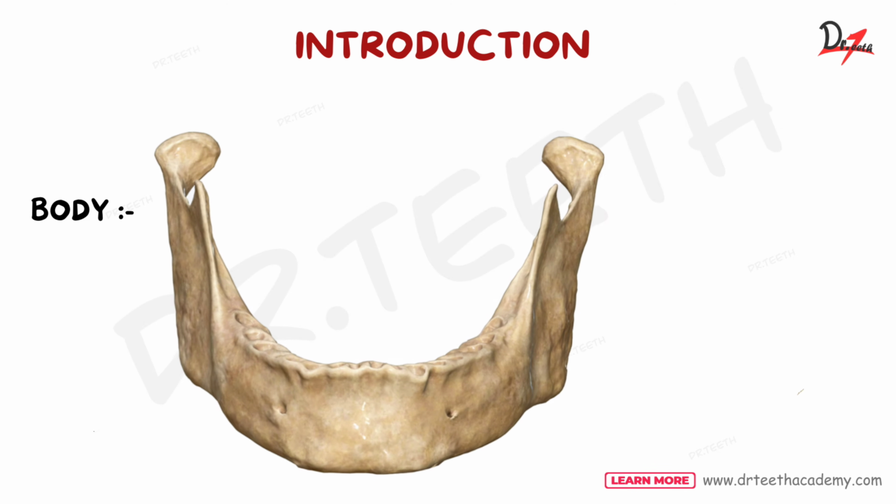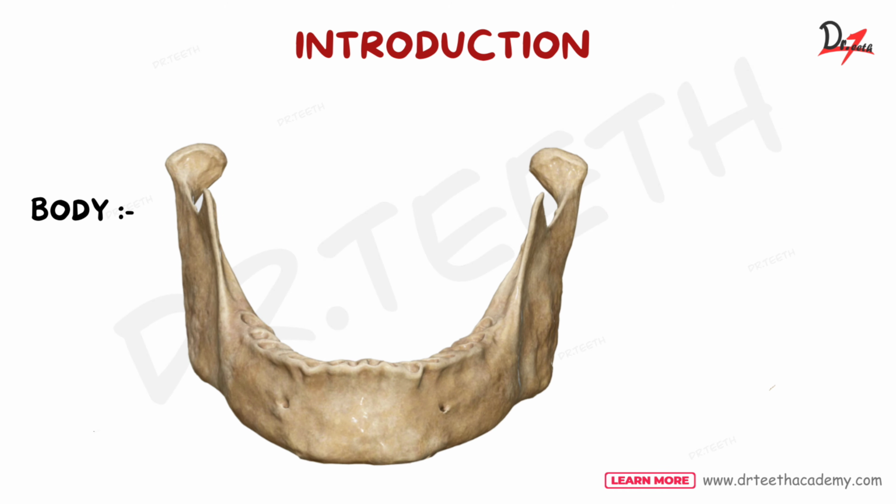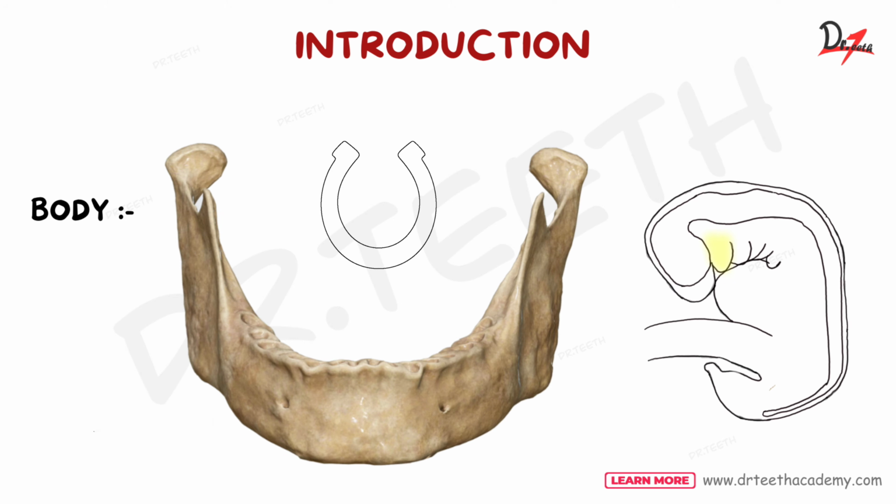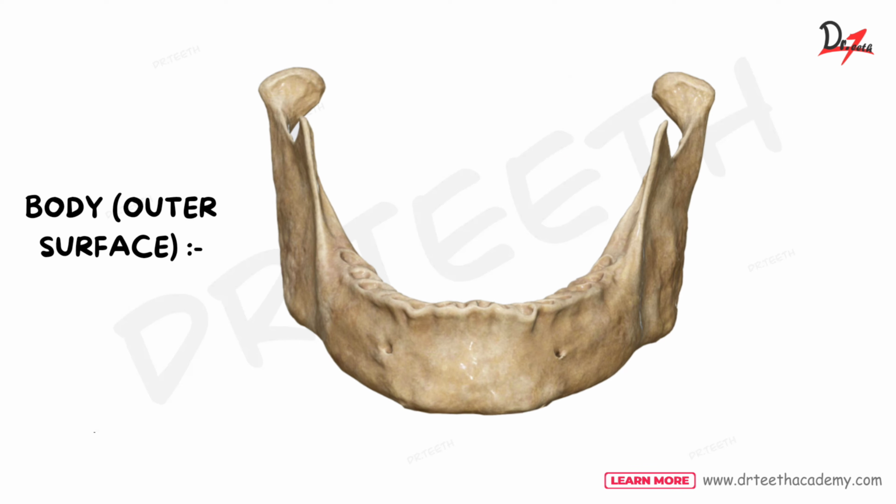In this video, we are going to discuss the mandible or the lower jaw. The mandible is the largest and the strongest bone of the face. It's horseshoe shaped and it develops from the first pharyngeal arch. The mandible has a body and two rami. Let's talk about the body of the mandible, in which we have the outer and inner surface.